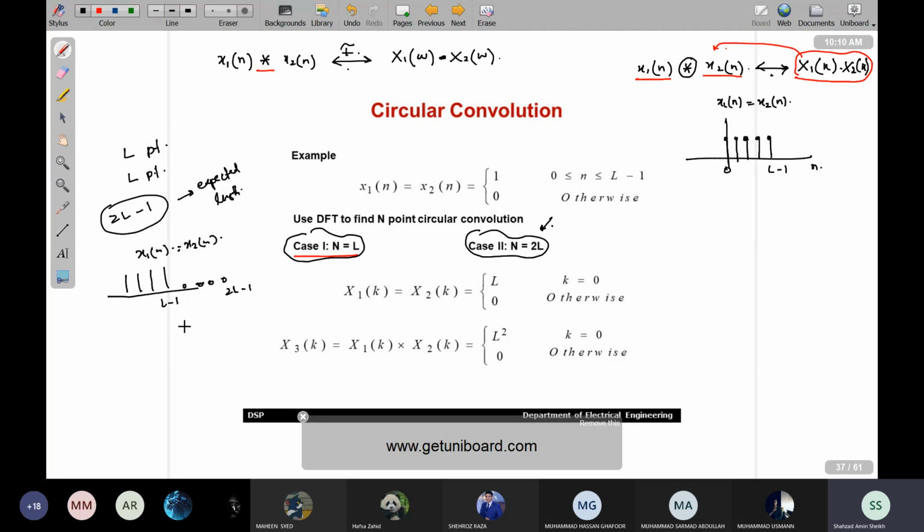Now when you circularly convolve this by taking x1 of k and x2 of k, so do it, this time your result will be this triangular shaped samples that you will get when you go for x3 of n, which is the IDFT of this x3 of k.